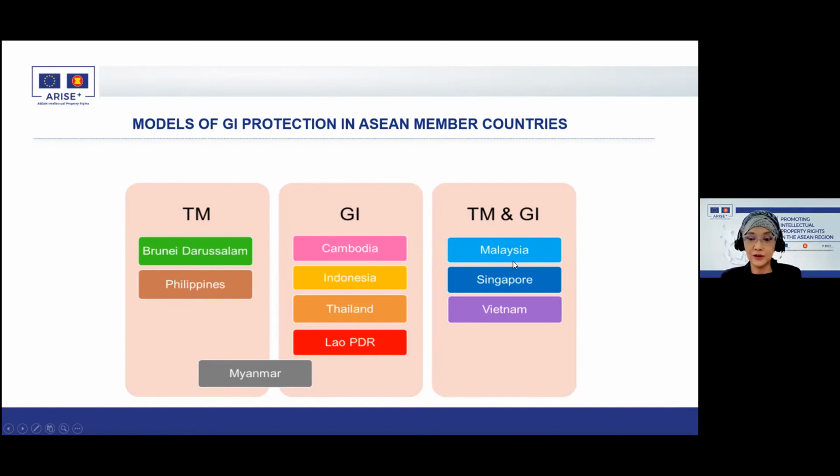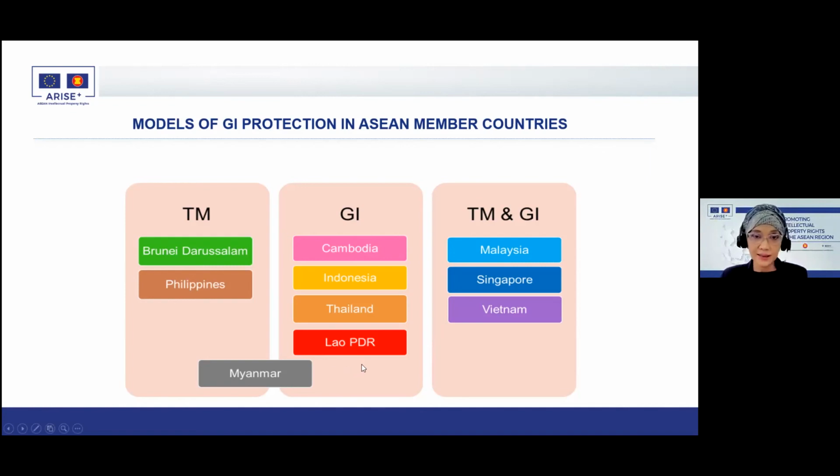And some of ASEAN member countries, notably Malaysia, Singapore, and Vietnam, provide trademark system together with geographical indication as options to protect a potential product. So Malaysia, Singapore, and Vietnam give options. Potential GI product can be protected under trademark system, a special or collective mark, or geographical indication system. The regulations of trademark and GI allow it.